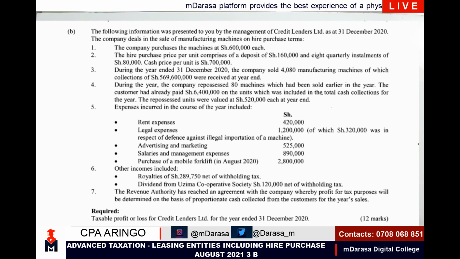Note 4, we are told that during the year, the company repossessed 80 machines which had been sold earlier in the year. The customer had already paid 6.4 on the units, which was included in the total cash collections for the year. The repossessed units were valued at 520,000 each at year end. So I'm given the repossessed goods. They are those customers who failed to honor their agreement, so that's why these units were repossessed. You'll see I will be treating the same.